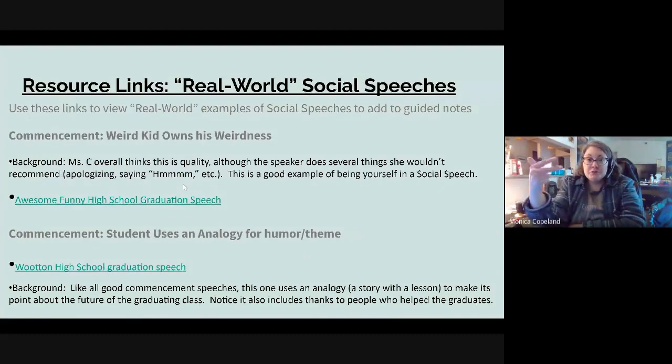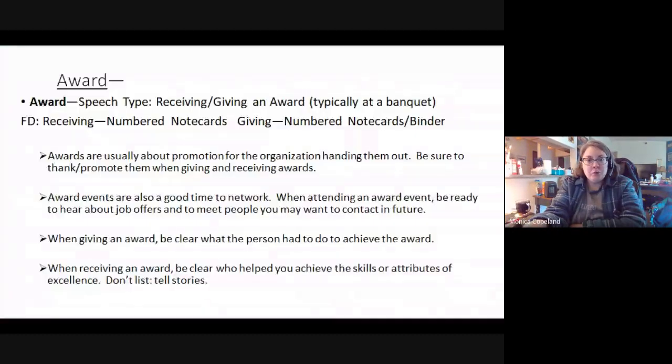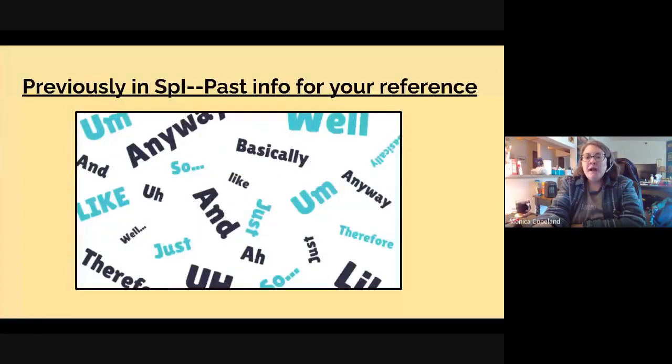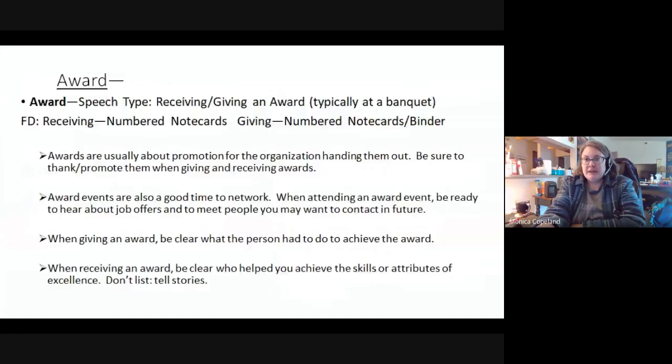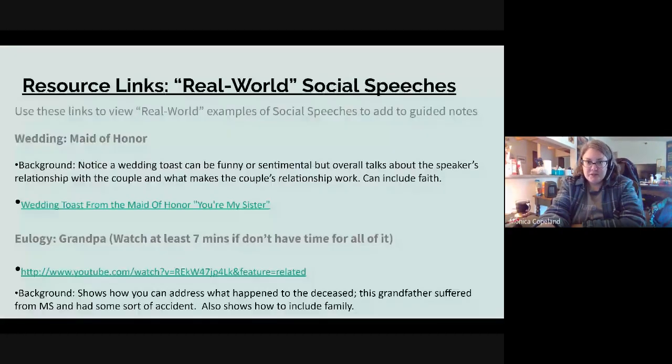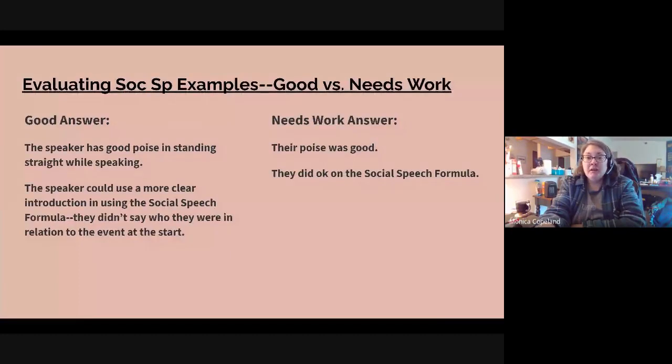For commencement, I have 2 examples for you. I have a weird kid who owns his weirdness, and then another student who used an extended metaphor or an analogy. He did a really nice job with that. Both are humorous. You are not required to be funny. You don't have to make these entertaining if you don't want to. The goal when you perform yours is to show you understand the social speech formula.